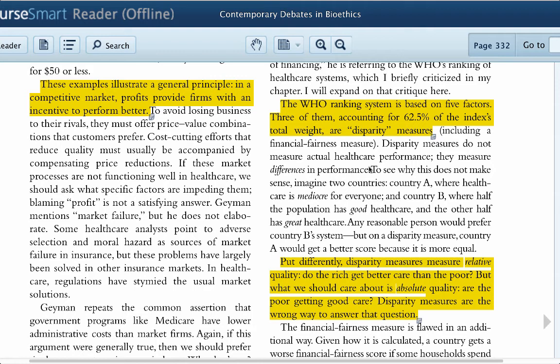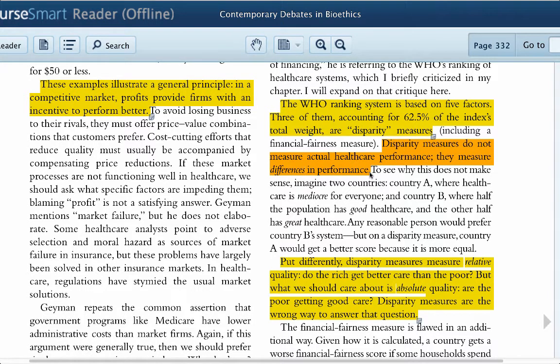In my 2 minutes on this, my 2 cents, I'd like to focus on this quote from the World Health Organization ranking system. Based on 5 factors, 3 of these factors accounting for 62.5% of the index's total weight are disparity measures. Disparity measures do not measure actual healthcare performance. They measure differences in performance.